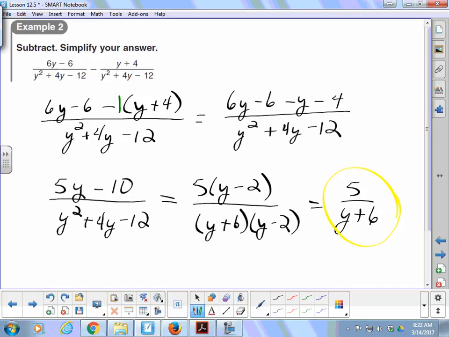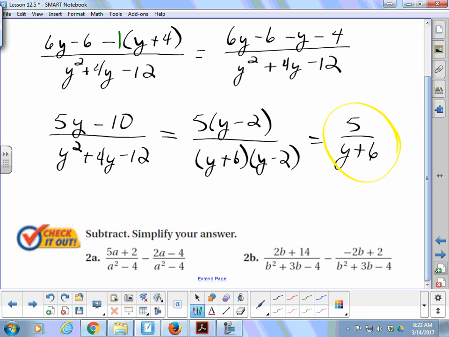So the biggest thing is, if you write it this way, like I did to start with the parentheses, that's fine. If you can just see it and go to this step here where it says 6y minus 6 minus y minus 4, which most of you can, and you see that minus sign there, you need to distribute it. So you just have to make sure that you distribute that negative sign.